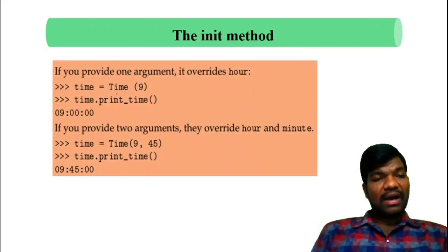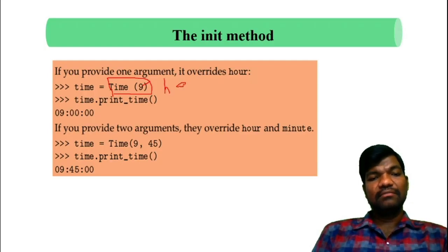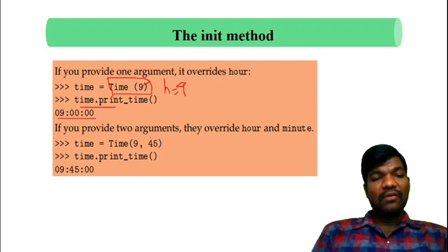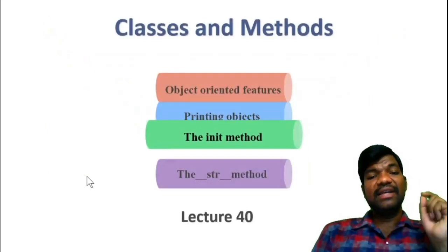Here is another one, Time(9). What will it display? Hour equal to 9, because the first argument is hour. So when you print, it will print 9 hours. When you give a second argument, it will be taken as minutes, so 45. So 9 hours 45 minutes. If you give a third argument like 20, it is seconds. It will print 9 hours 45 minutes 20 seconds. So that is the init method.